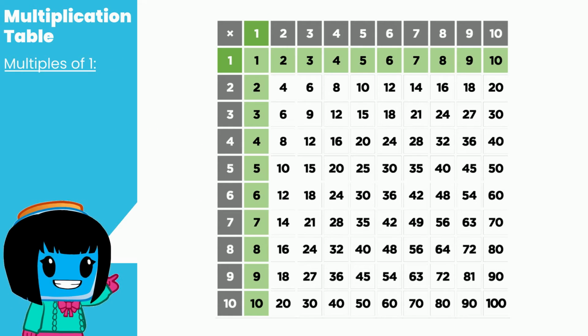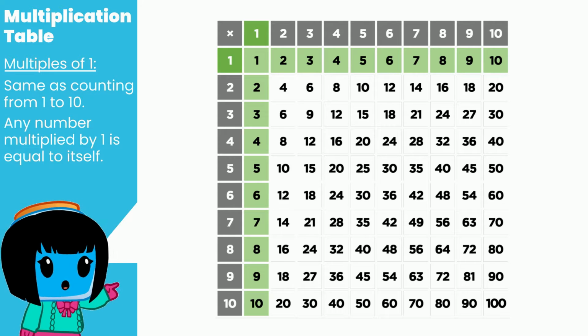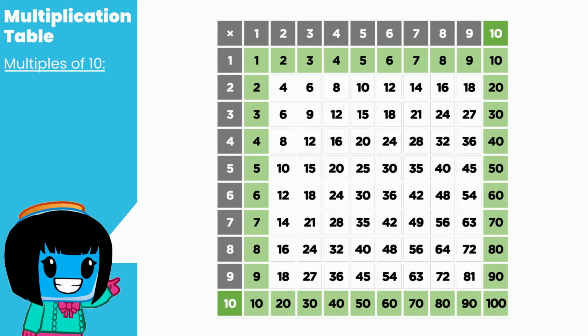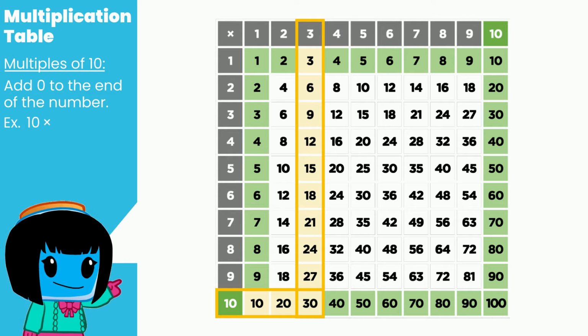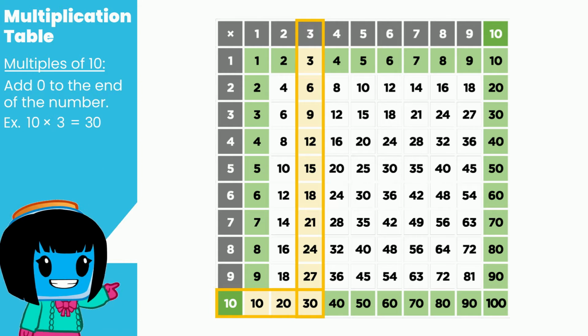Let's start with multiples of 1. As long as you know how to count, then you already have this memorized. Remember that any number multiplied by 1 is equal to itself. Multiplying by 10 works the same way. We only need to add a 0 at the end. For example, 10 times 3 is equal to 3 with an added 0, which is 30.